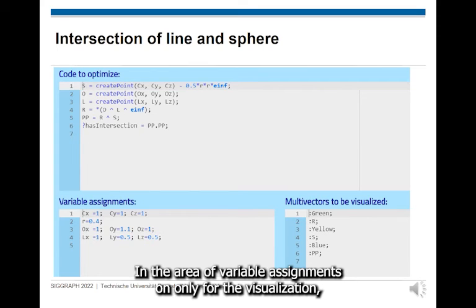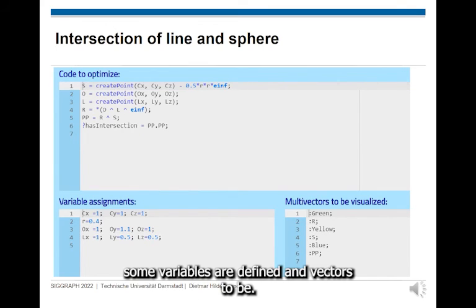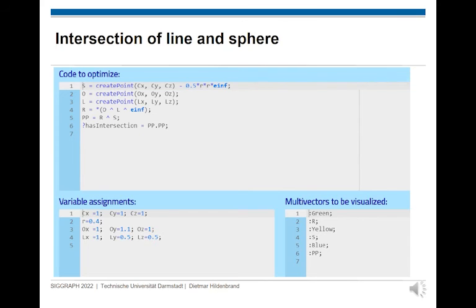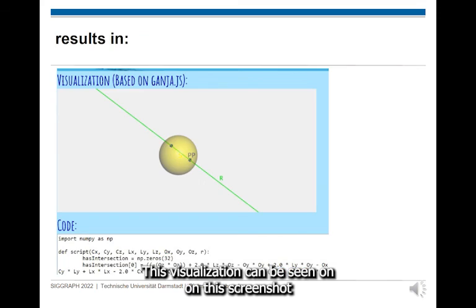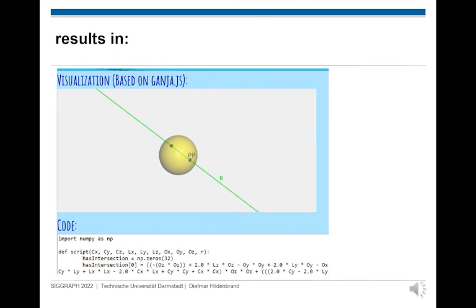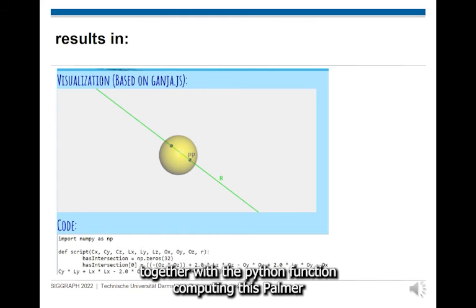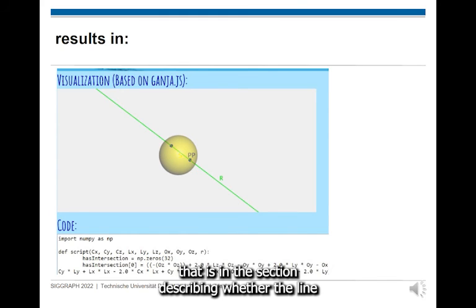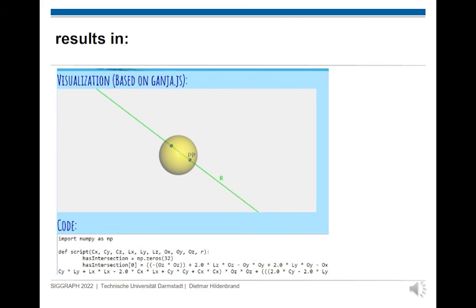In the area where variable assignments only for the visualization, some variables are defined, and in multivectors to be visualized, the color of the object to be visualized is defined. This means, for instance, the line is green, the sphere is yellow, and the point pair is blue. This visualization can be seen on this screenshot together with the Python function computing this parameter has intersection, describing whether the line and the sphere really intersect.